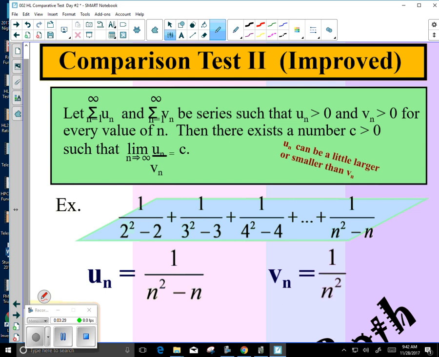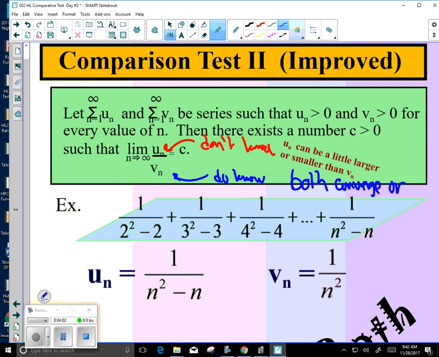So if you take the ratio of the one you don't know compared to the one you do know, it's going to help to know a few of these. If you take that ratio and you get a constant, any constant other than 0, you're going to be able to say that they both converge or both diverge. Now this is different, but it's actually pretty efficient.